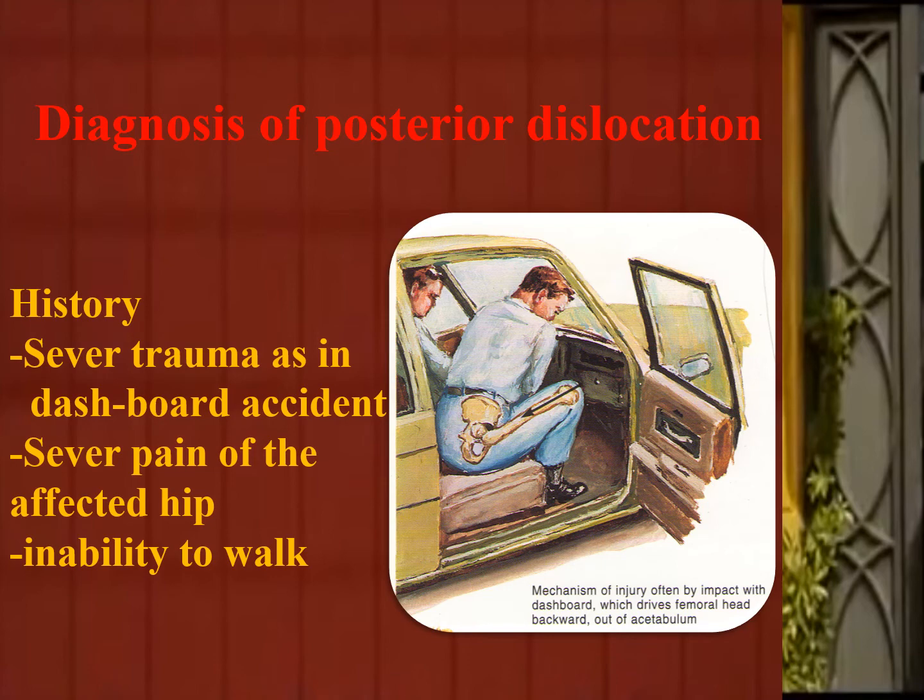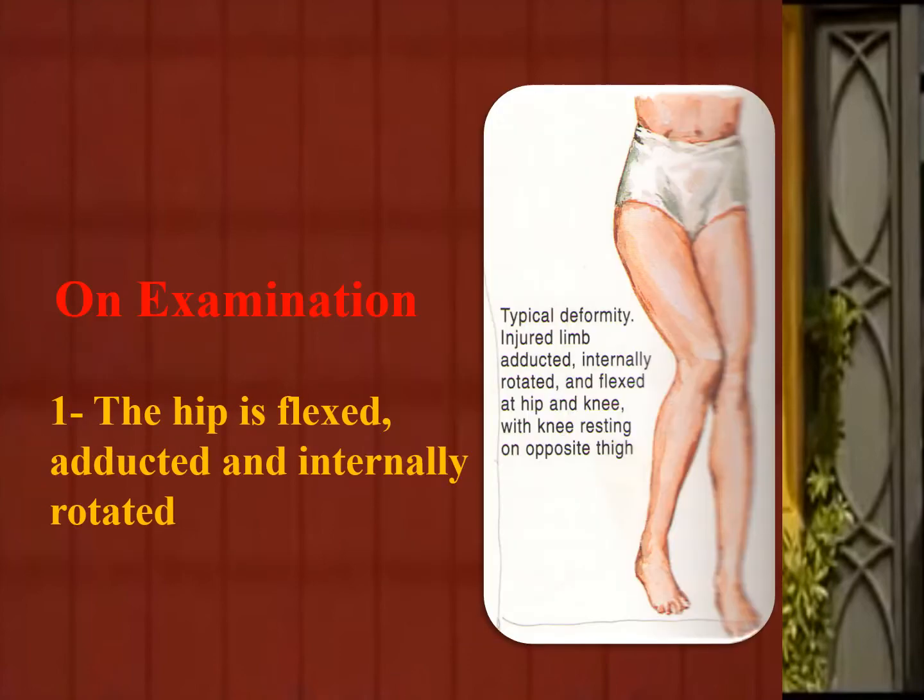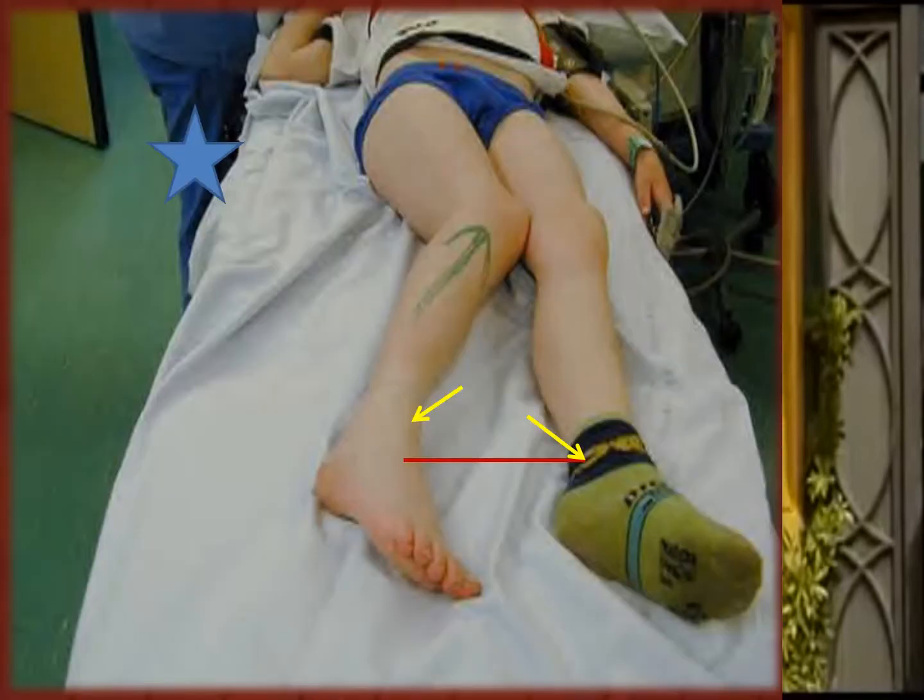To diagnose posterior dislocation, on examination, the patient comes to us supine with the hip flexed, adducted, and internally rotated. If any patient presents to us supine, with the hip flexed, adducted, and internally rotated, giving history of severe trauma, we have to suspect posterior dislocation hip till proved otherwise by the X-ray. As we see, the patient is supine with the hip flexed, adducted, and internally rotated.